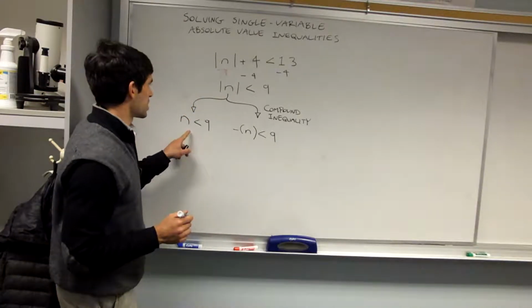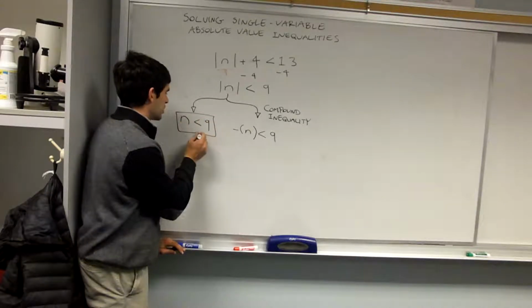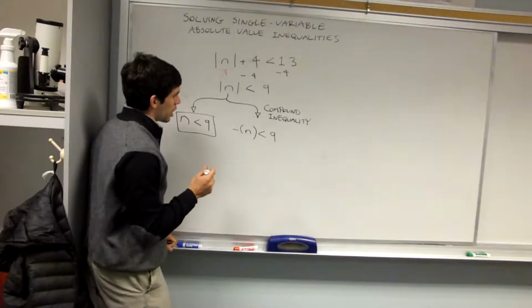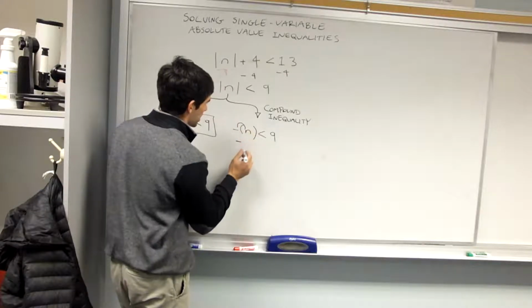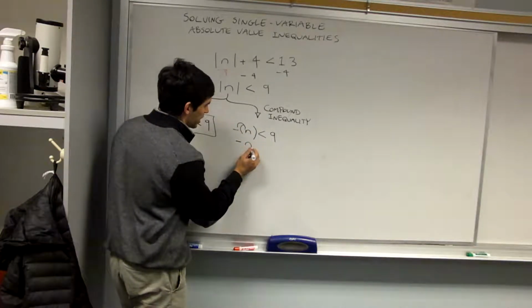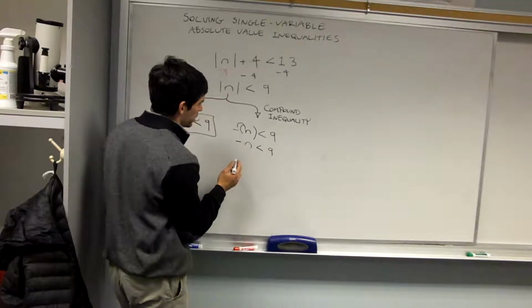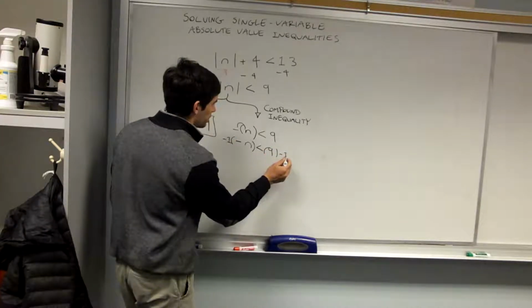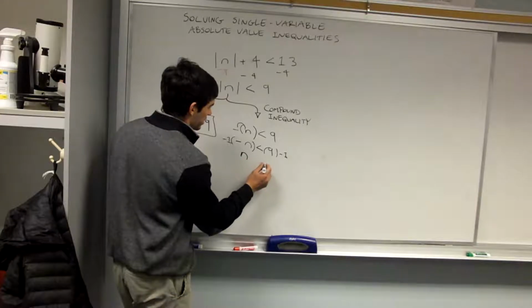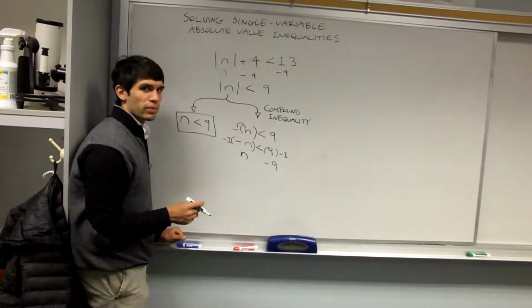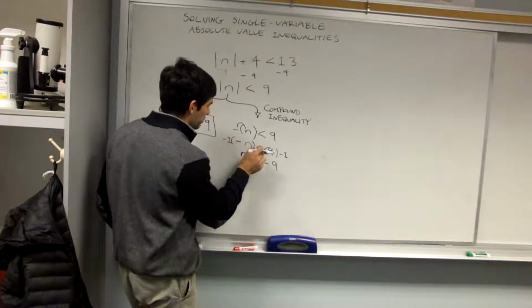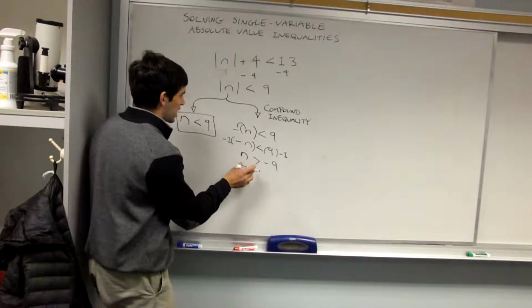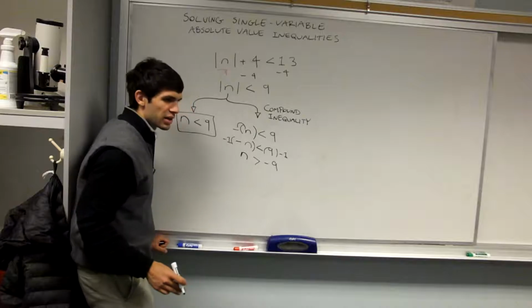So this side is already solved for us. We have n is less than 9. On this side, we distribute the negative to the inside. We only have to distribute it to one term here. We get negative n is less than 9. And then, if we multiply or divide each side by negative 1, we'll get n on this side. We'll get negative 9 on this side. And remember, in an inequality, if we multiply or divide each side by a negative number, we need to flip the sign. So we get n is greater than negative 9.